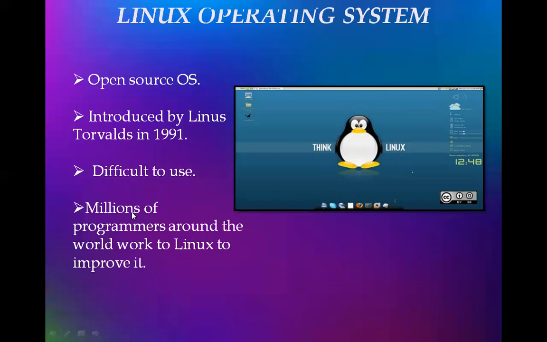For the Linux operating system, millions of programmers around the world work on Linux to improve it. It means that the Linux operating system is still in its development phase. As in the first point, I have to mention here, it is an open source operating system, meaning that its source code is freely available on the internet. Programmers use this source code and perform some editing or modification in it in order to improve the Linux operating system.